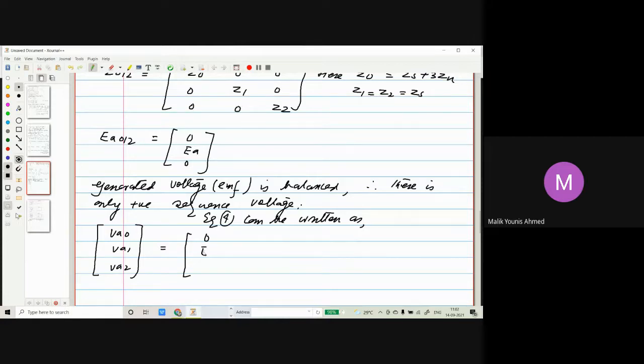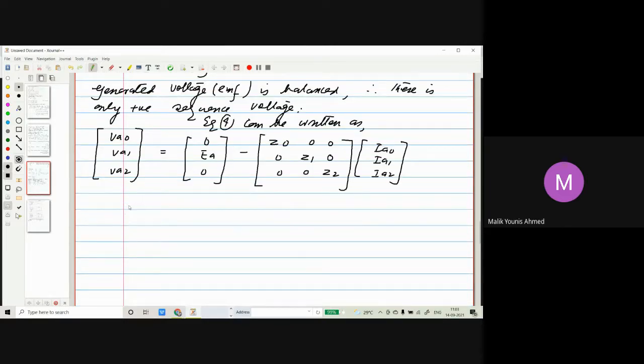EA0 is 0, because the generated voltage is balanced and there is only positive sequence voltage. This voltage does not exist. And for this one, Z012 will be Z naught 0 0, 0 Z1 0, 0 0 Z2, where Z naught, Z1, Z2 have their respective values. We have written it above. And for current it is I naught, I1, and I2.